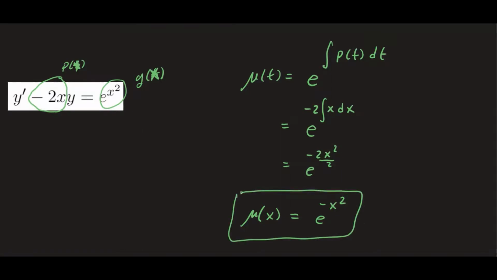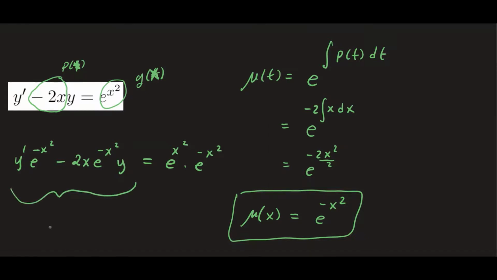Now, the idea with this equation is you take the differential equation and multiply both sides by mu of x. That way you have y prime e to the negative x squared minus 2x e to the negative x squared times y is equal to e to the x squared times e to the negative x squared. Now we can clear things up, but keep in mind that the left-hand side is always the derivative of mu of x times y, which is e to the negative x squared times y. You can verify that by using the product rule.